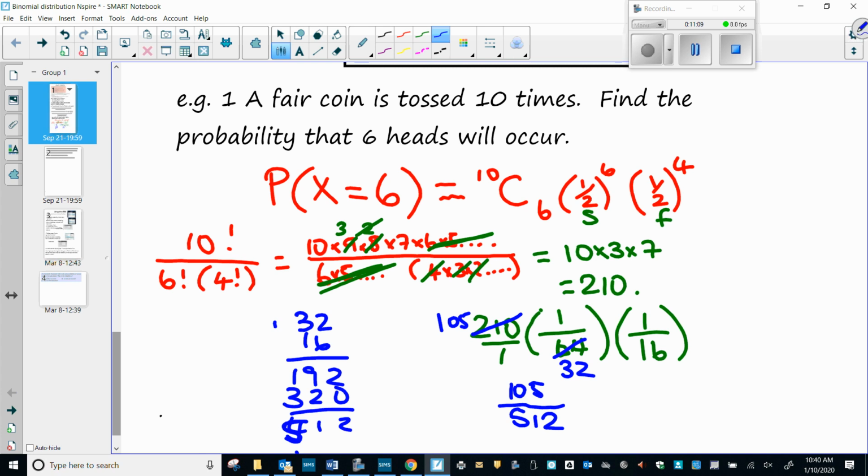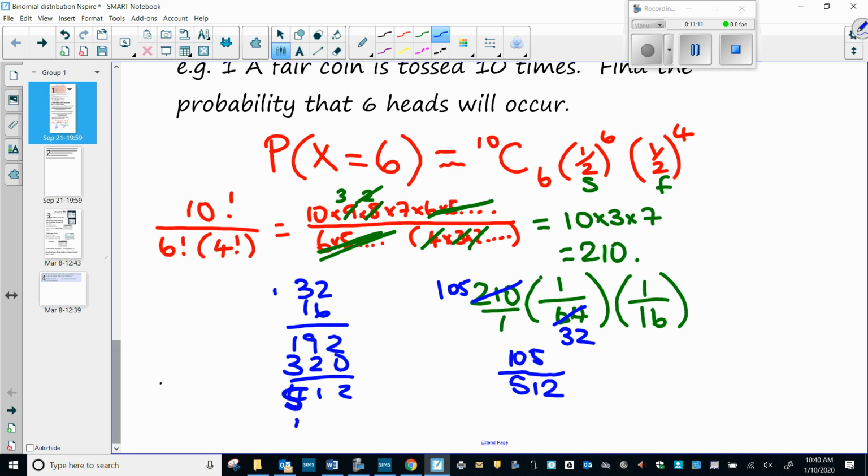Have we done that right? Have I done that right? I might have made a mistake. Should we do it on the calculator, please? Maybe, just in case, yeah. Doesn't hurt to double check. How do we do this?